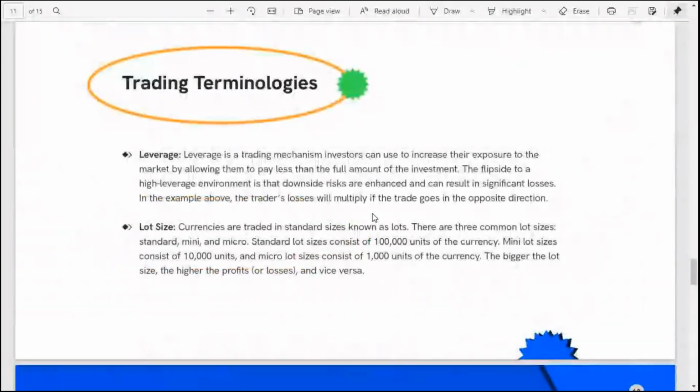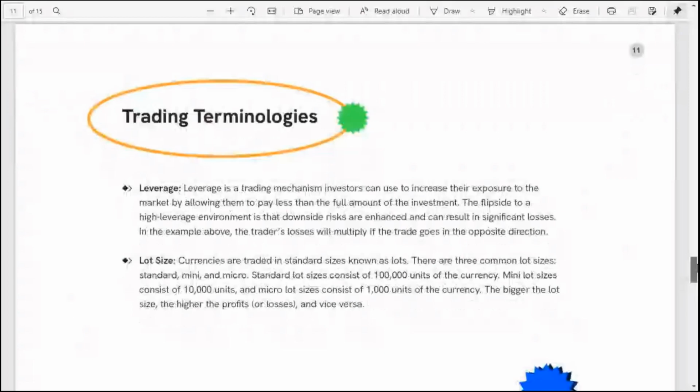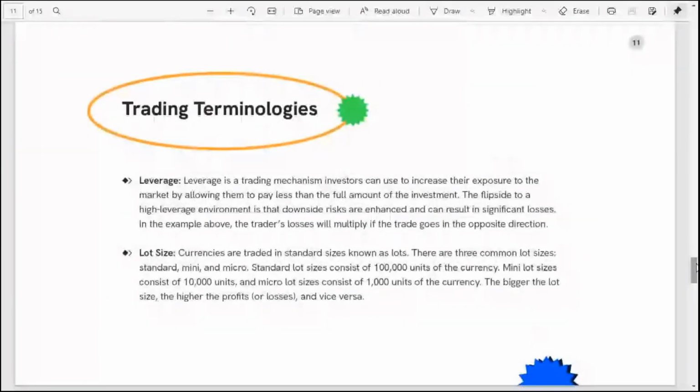Now, leverage. Leverage is basically borrowed money. Leveraging is a trading mechanism investors can use to increase their exposure to the markets by allowing them to pay less than the full amount of the investment. So that's basically borrowed money. You don't use your money, you use somebody else's money. Just an added fund.